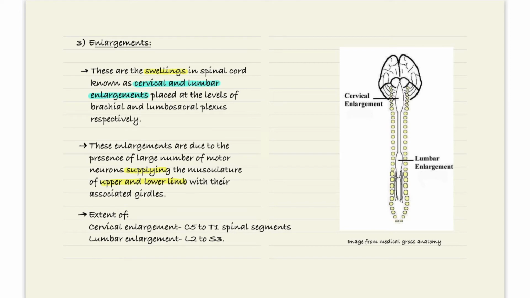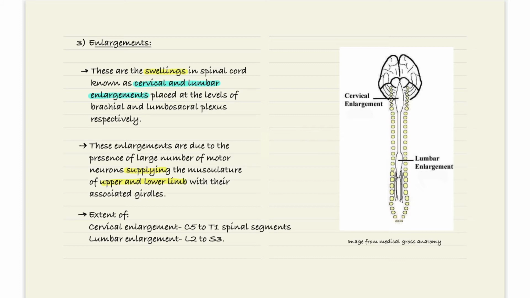Now third, coming to enlargements of the spinal cord. So these are the swellings in the spinal cord known as cervical and lumbar enlargements placed at the level of brachial and the lumbosacral plexus respectively. So if you have studied the upper limb and the lower limb, you must know what the brachial and the lumbosacral plexus are. So at their level, the cervical and lumbar enlargements are present. So this is the cervical enlargement and this is the lumbar enlargement, the swellings.